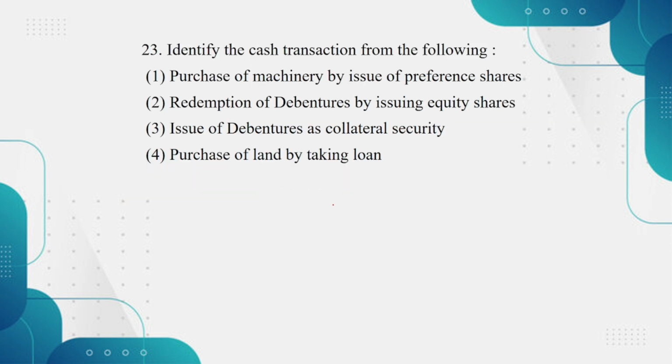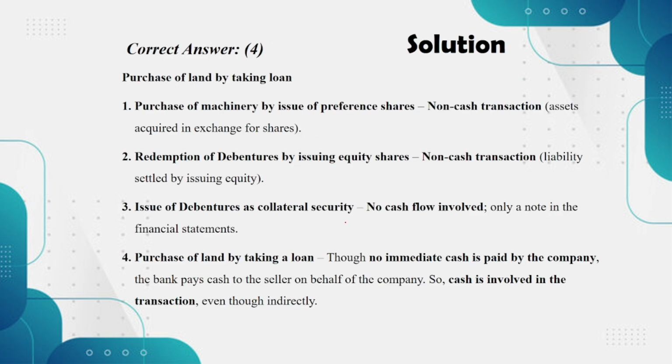Identify the cash transaction in the following. You know very well, first one is not right, second one also not right, third one also not right, but the fourth one, it is purchase of land by taking loan. There includes inflow and outflow. Please remember, that is the answer, purchase of land by taking a loan. We are getting amount from bank that will be given for purchase of land, and read the explanation for others.